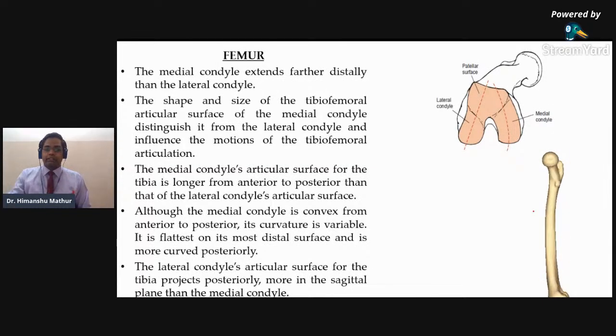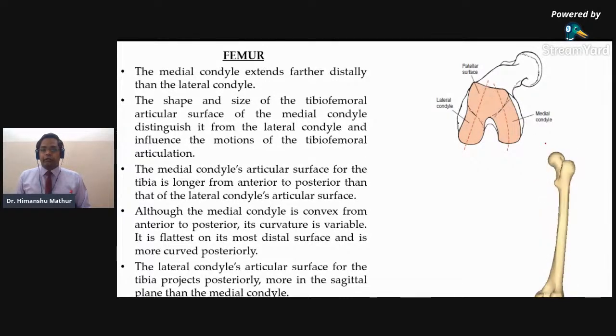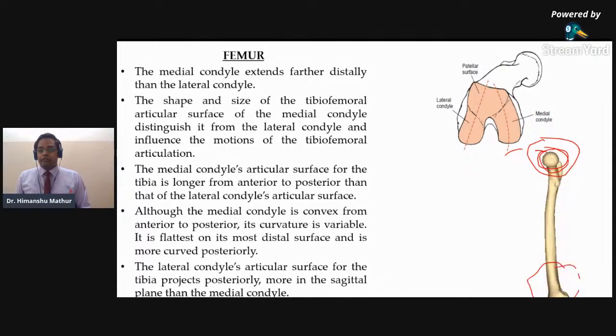All right, so you can see a very beautiful femur here, right? This is the head of the femur that articulates with the acetabulum at the hip joint. This is the distal end of the femur that makes the knee joint. There is a larger medial condyle and a relatively smaller lateral condyle. Now, why do we require a larger medial condyle?